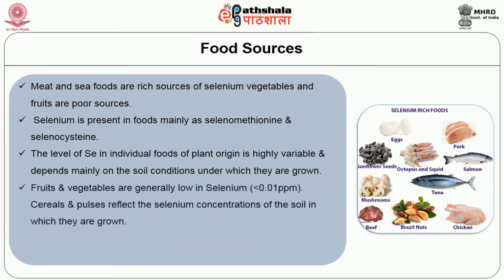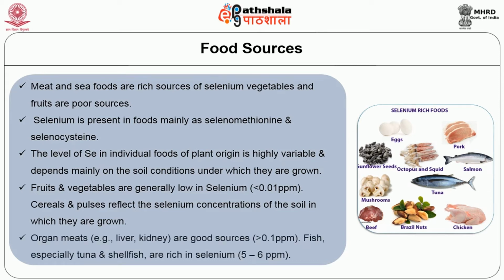Fruits and vegetables are generally low in selenium. Cereals and pulses reflect the selenium concentration of the soil in which they are grown. Organ meats like liver, kidney, etc. are good sources. Fish, especially tuna and shellfish, are rich in selenium.